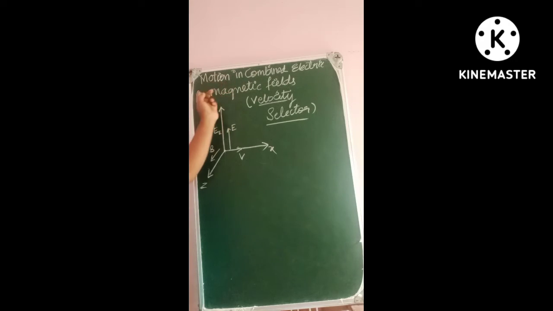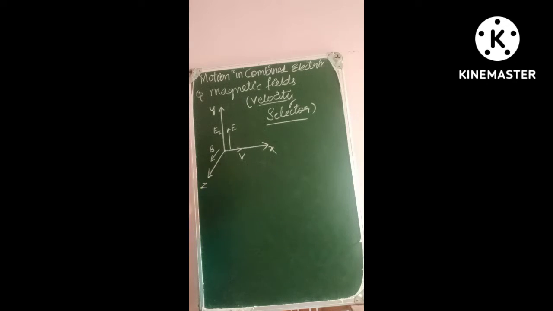Motion in combined electric and magnetic fields, or we also call it the velocity selector. The velocity selector is a device used to select the charged particles of a particular velocity out of a beam of charged particles having different values. That is called the velocity selector.